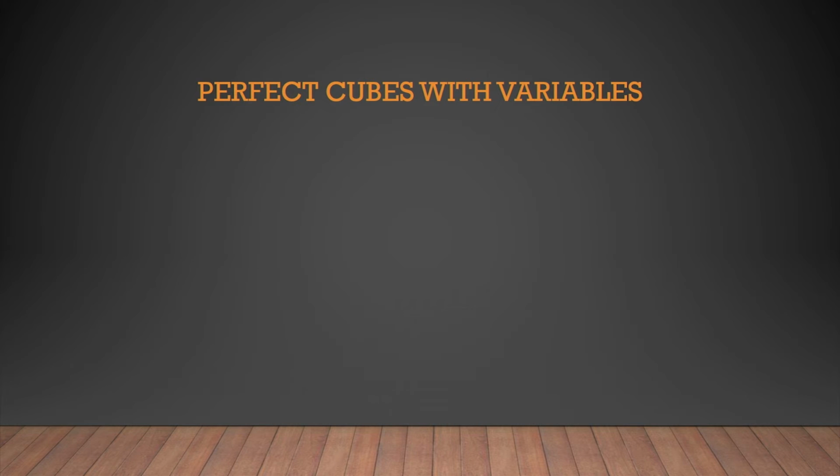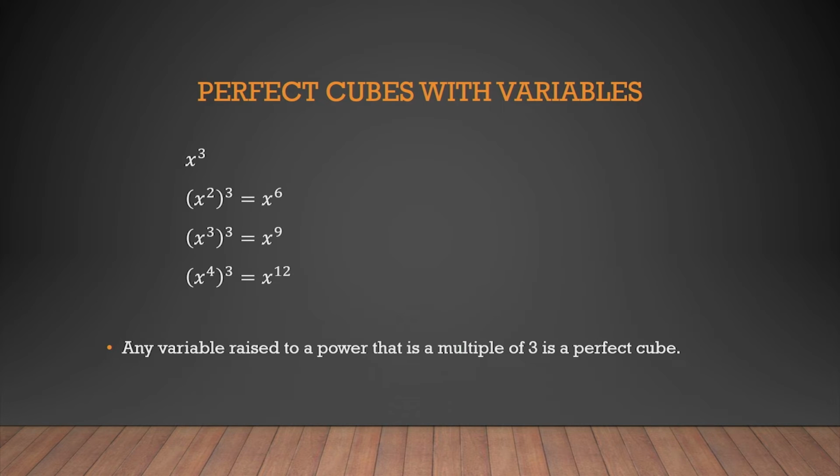The next thing I want to talk about is cube roots with variables. So remember, a perfect cube is any number or any expression raised to the third power. Here are some examples. I have x to the third power. That's a perfect cube. If I take x squared and raise it to the third power, we get x to the 6. x cubed raised to the third power is x to the 9th. x to the 4th raised to the third power is x to the 12th, and so on. So we're noticing that any variable raised to a power that's a multiple of 3 gives us a perfect cube.